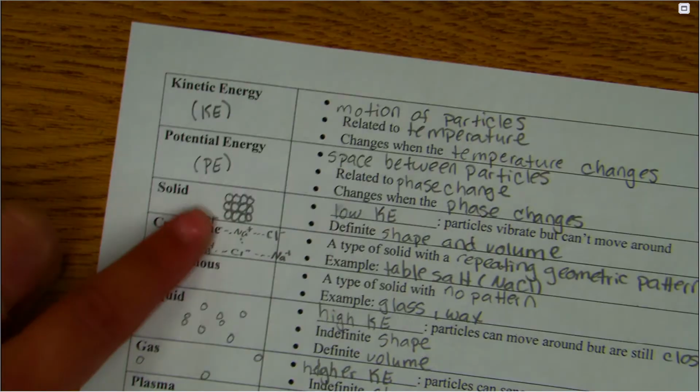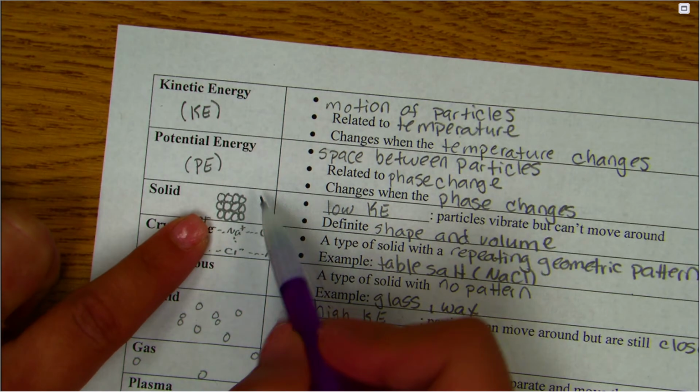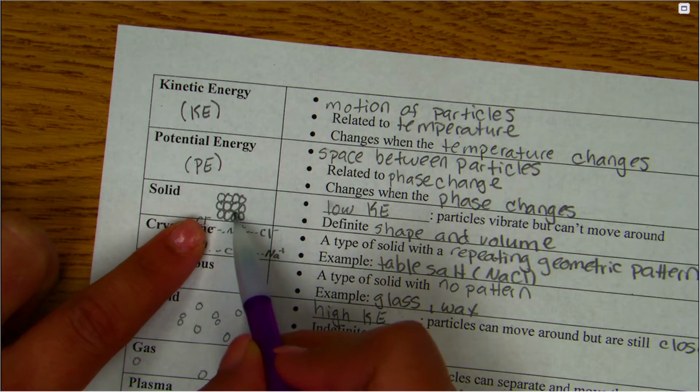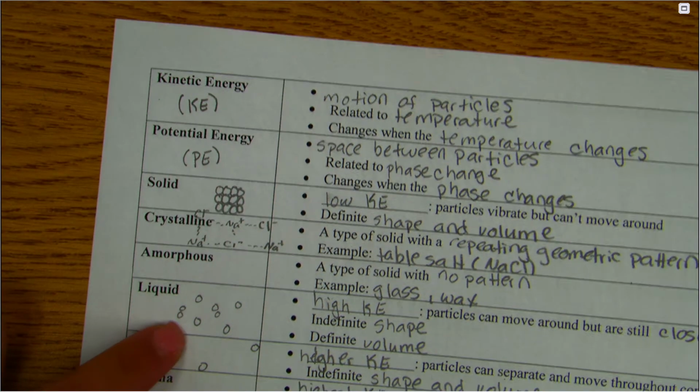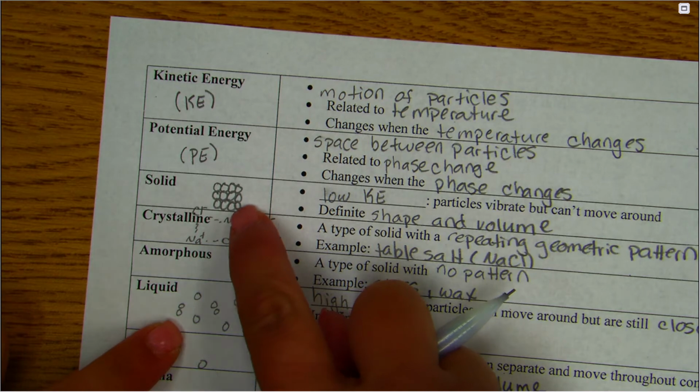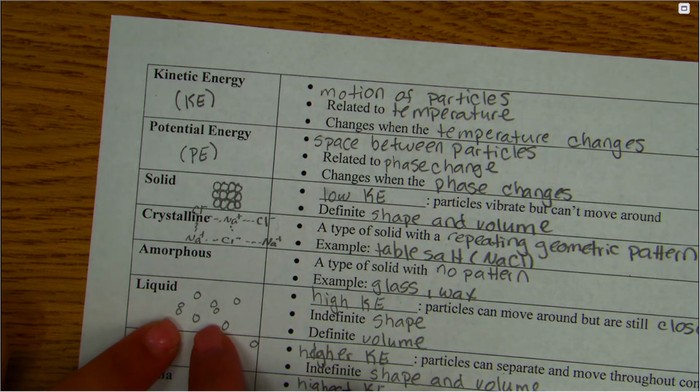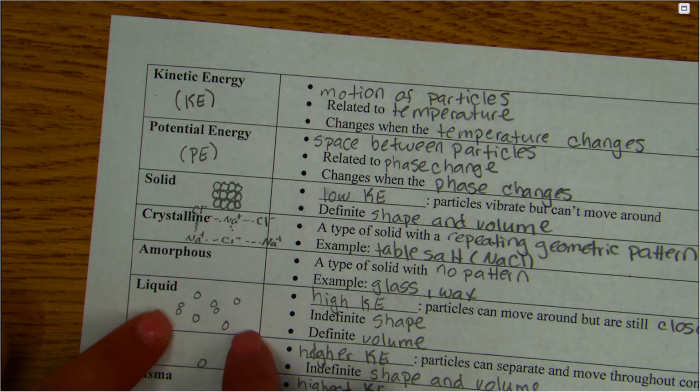Let's come back up here and look at our picture of a solid. These particles are so close together. Why are they close together? Because there is an attractive force holding them close together. So when I go from a solid to a liquid, these forces that are holding the solid together are broken, and the particles in the liquid are now able to move apart.